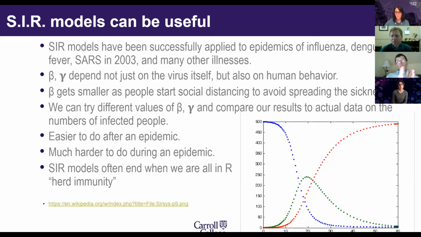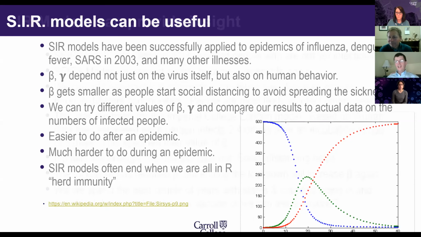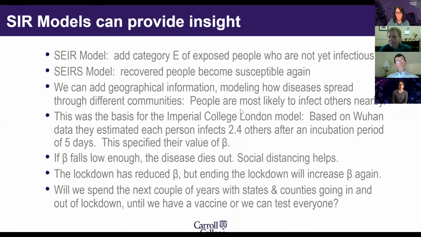If an SIR model runs with constant beta and gamma and we let it go all the way through, then we end up over here with basically everybody recovered. That's the herd immunity idea that some people talk about. But it's hard to say exactly how that will happen. Once we get started with this, there are lots of other things we can do. We can add another category, E, of exposed people who aren't yet infecting other people.